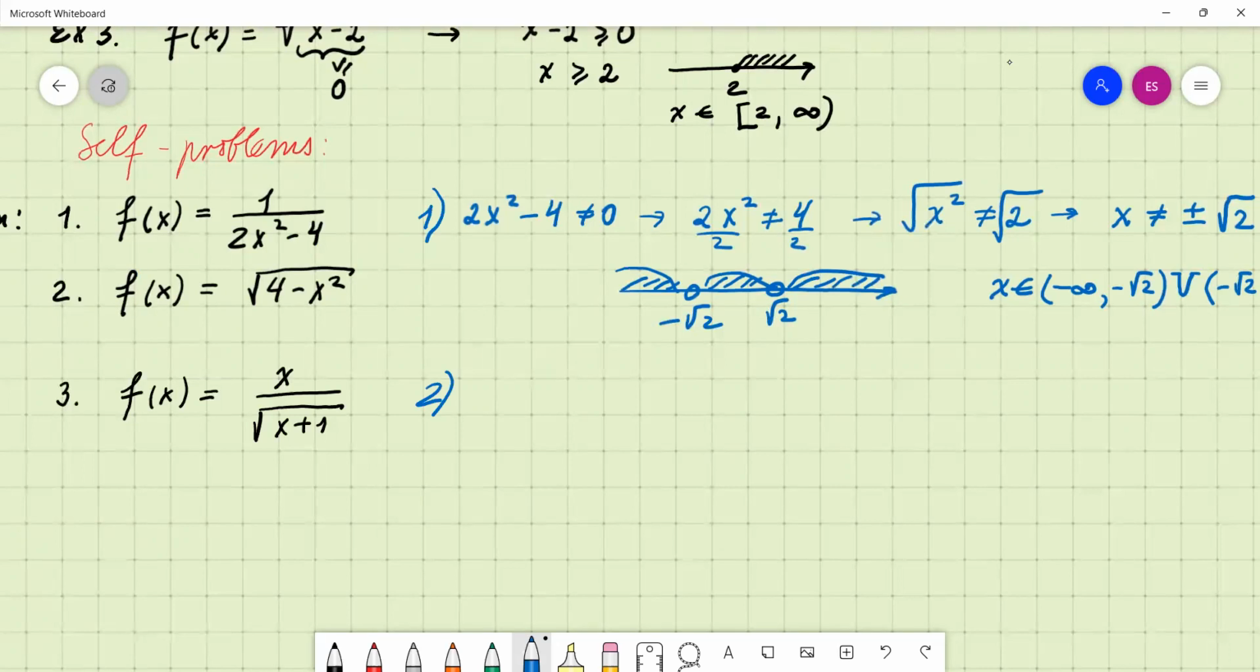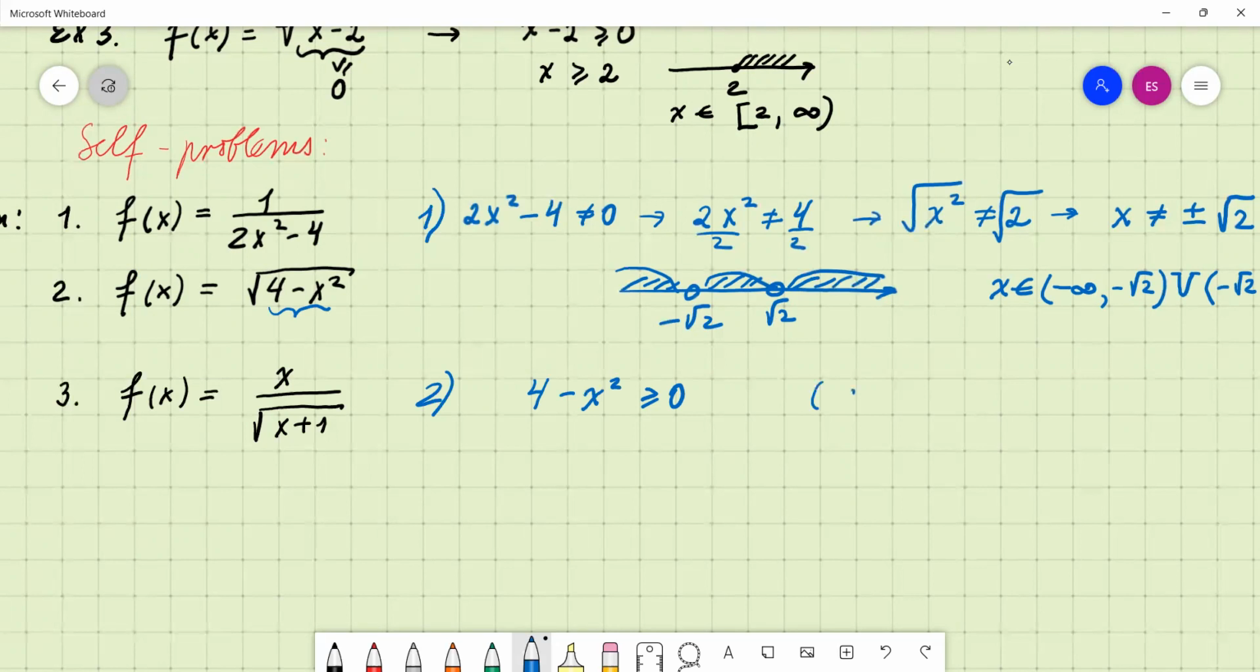Well, for problem 2, we will need to make expression under the square root greater or equal than 0. So 4 minus x squared greater or equal than 0. This is quadratic inequality, right? How am I going to solve it? Well, guys, I'm going to factor my expression in parentheses. I'm going to write down that.